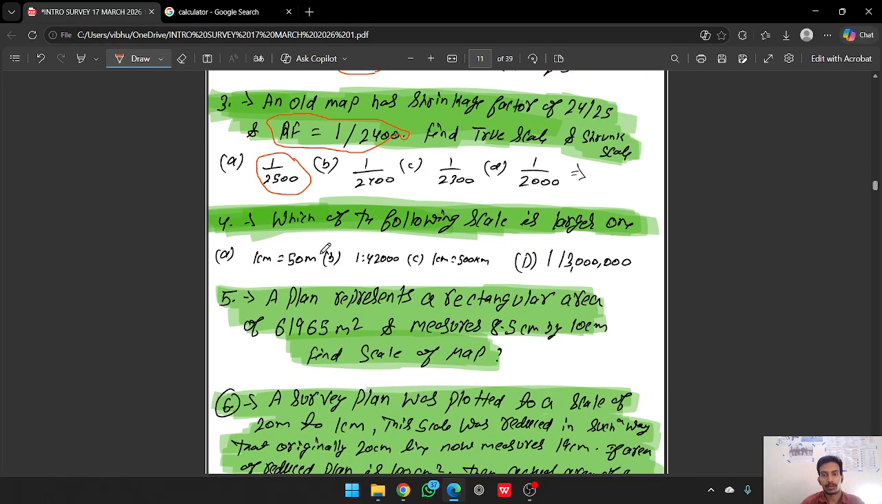Okay, question number 4. Which of the following scales is larger one? First of all we have to calculate it in centimeter scale. Meter, we have to put two more zeros, means total 3 0. 4 0, 4 0, 3 0.